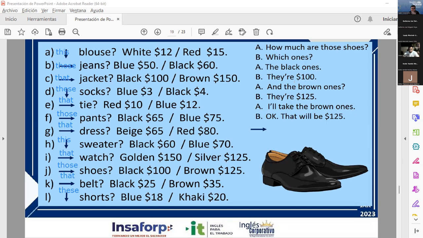They're $100. And the symbol, they're $100. And $125, or $125. The two are okay. Two forms. Yes. Okay.